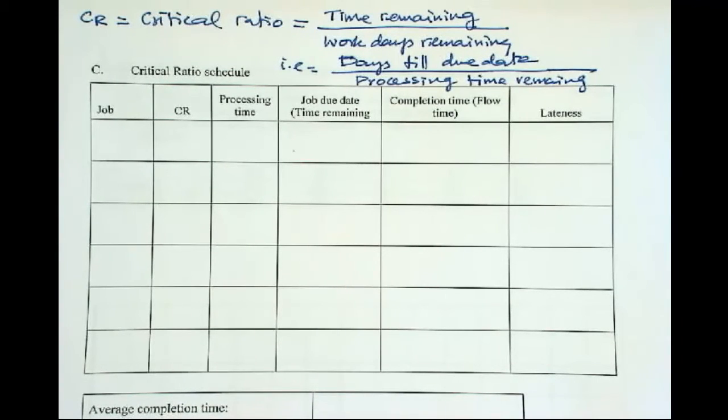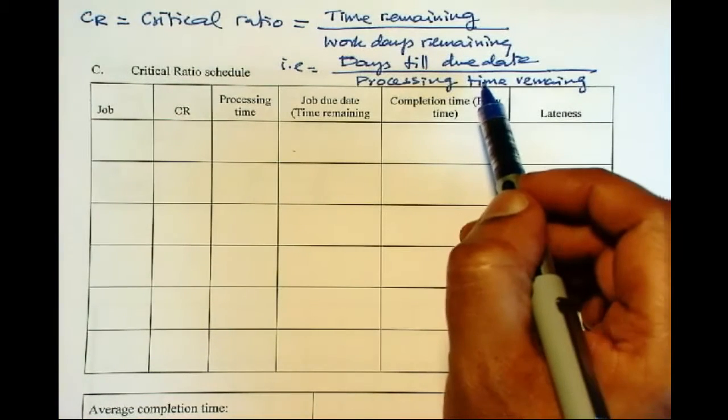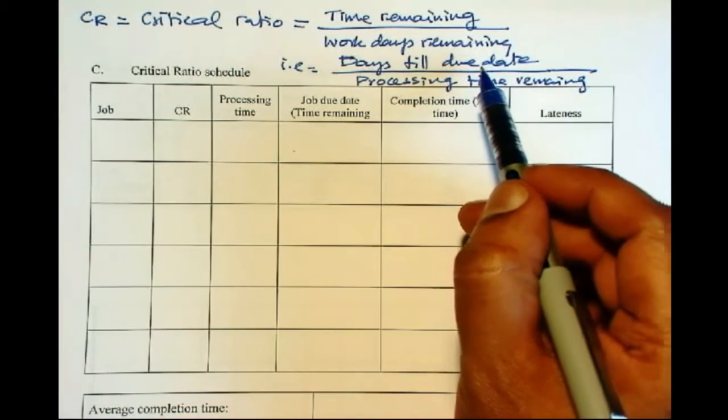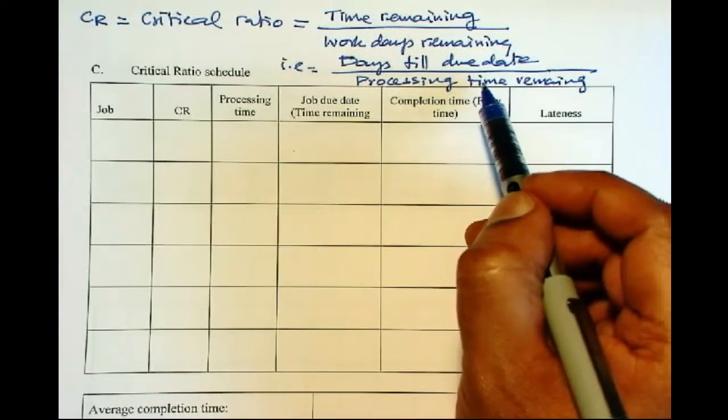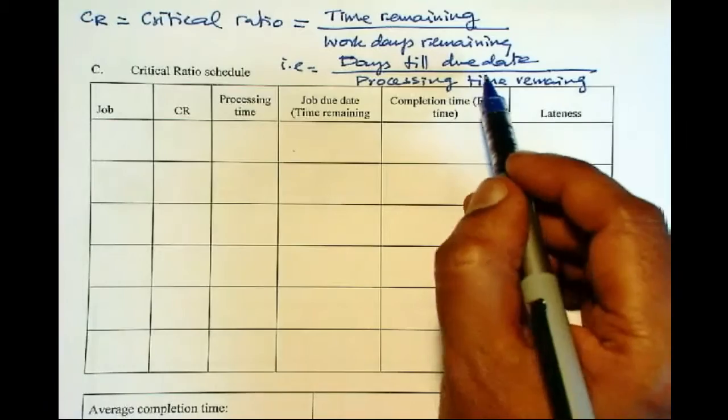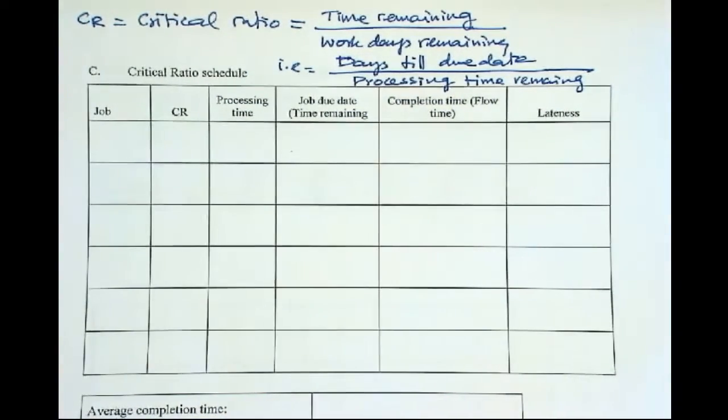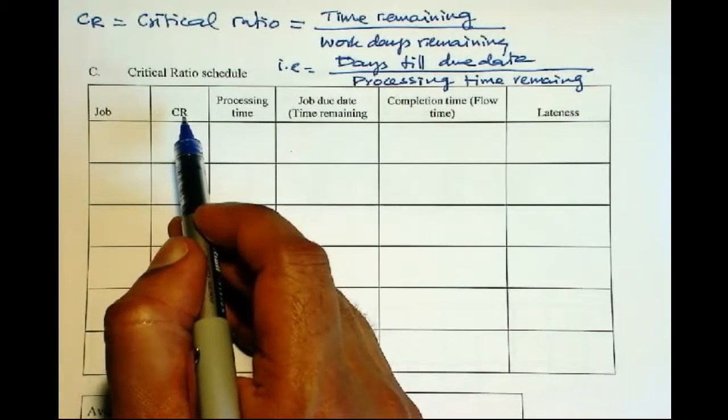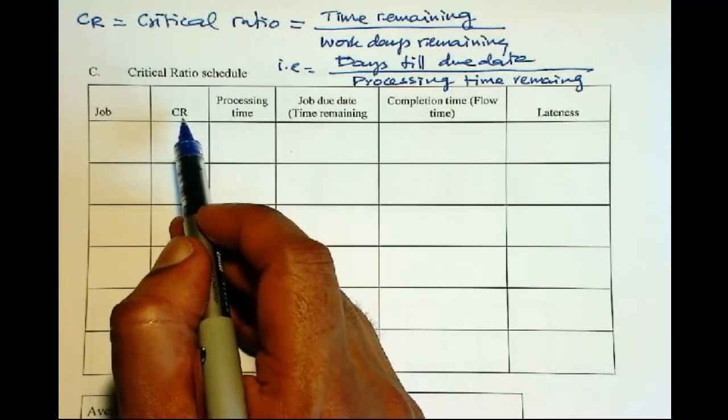and any problems, then you're going to miss the deadline. On the other hand, if you have more time remaining than processing time, so time till due date is 10 days, but the amount of processing time remaining is say 5 days. So 10 over 5 will be 2. So any value larger than 1 means there is some cushion available. So the smaller the value of CR, the more critical the job is.